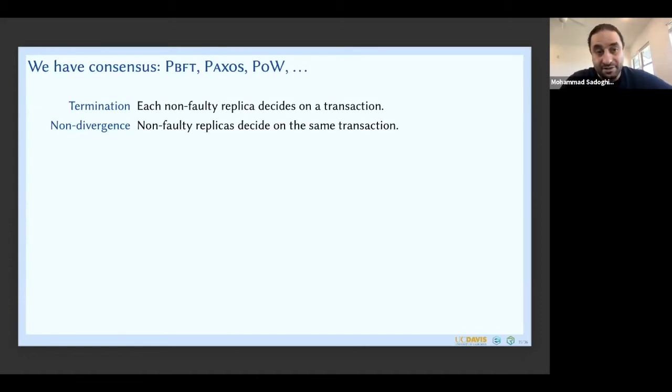Another way of saying non-divergence is that nothing bad happens. Another way of saying termination is that eventually something good happens. So safety, nothing bad happens. Termination or liveness, something good will eventually happen. So again, another way of describing this, liveness versus safety. Liveness, there is eventually progress. Safety, there is agreement, there's consistency among the replicas.